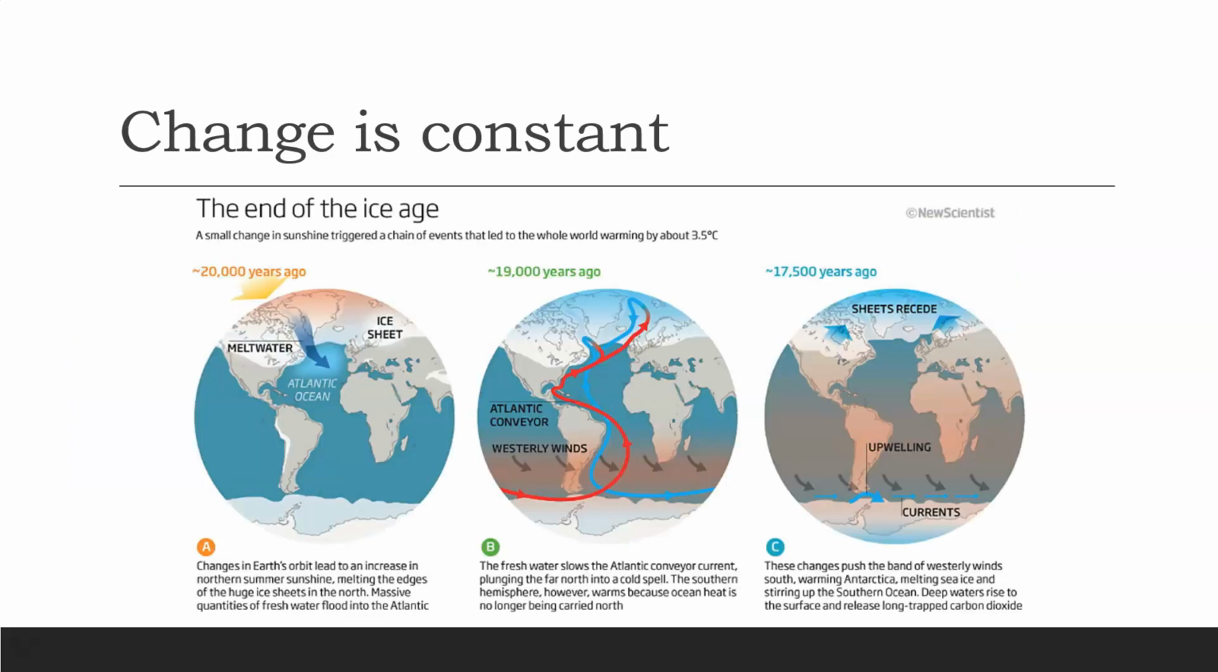So as we learned in the natural disruptions unit section, change is constant. We've seen that sea levels are changing. We've seen that in the past, temperature has changed, ocean and atmospheric circulations have changed, ice cover has changed. And in this example, a small change in sunshine triggered a chain of events that led to the whole world warming by about 3.5 degrees Celsius. And while this doesn't sound terribly hot or drastically different, small changes can have huge impacts on how organisms survive and adapt.